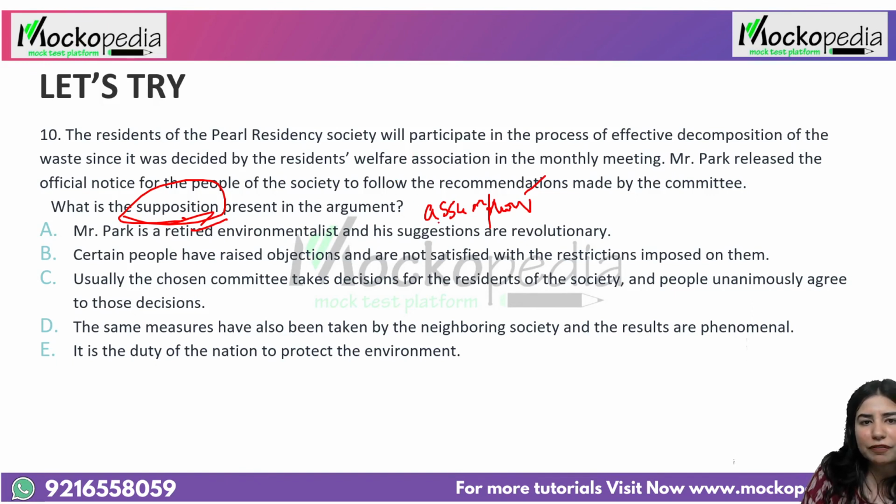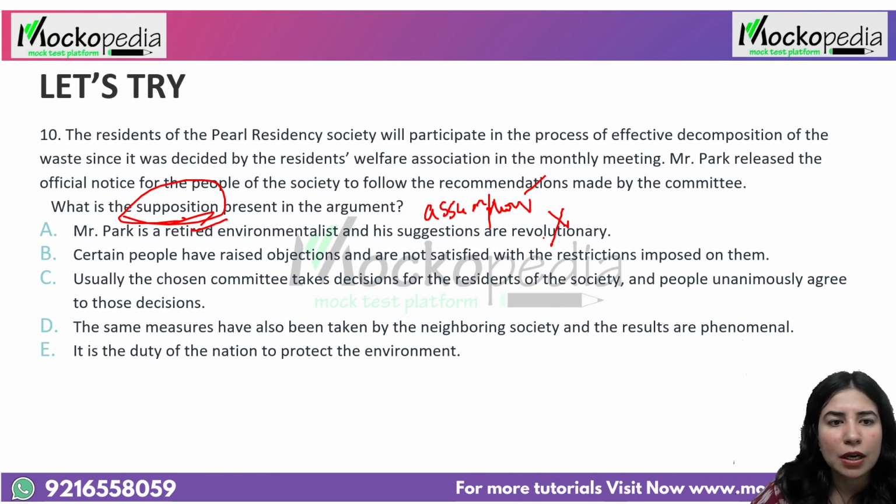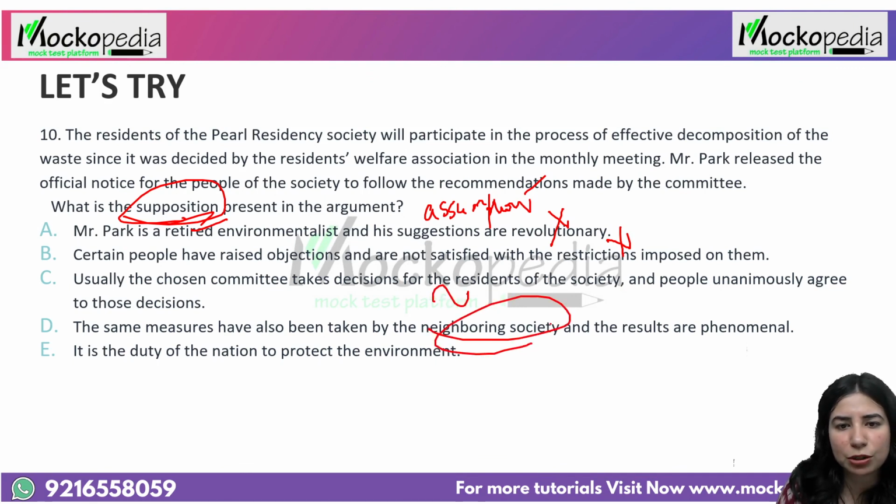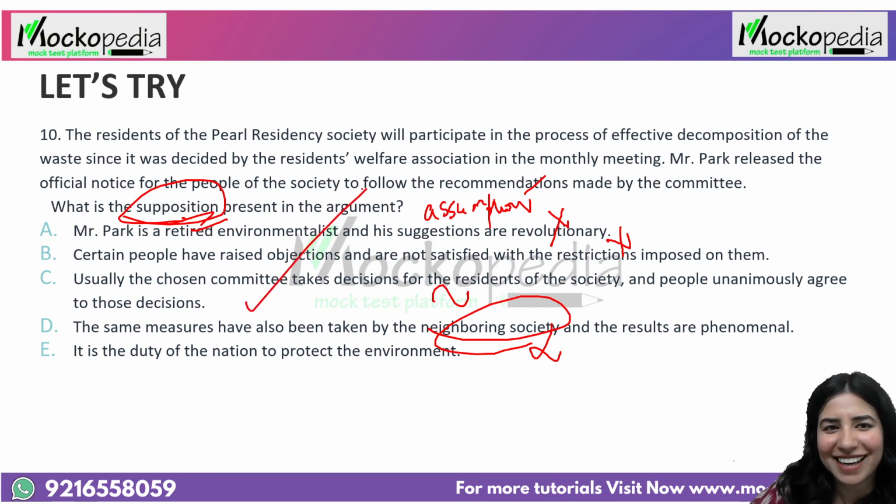Mr. Park released a notification, but we cannot say that the society acted on his word. Therefore, you can outright eliminate A. Certain people have raised objections and are not satisfied with the restrictions. Now we cannot say this aspect either, right? Usually, the chosen committee takes decision for the residents of the society and people unanimously agree. So, yes, this we can say. The same measures have also been taken by neighboring society. That is not being discussed at all. It's the duty of the nation, so it's too large or broad to be considered relevant to the argument, right? So clearly, we can pick up C as the right answer.